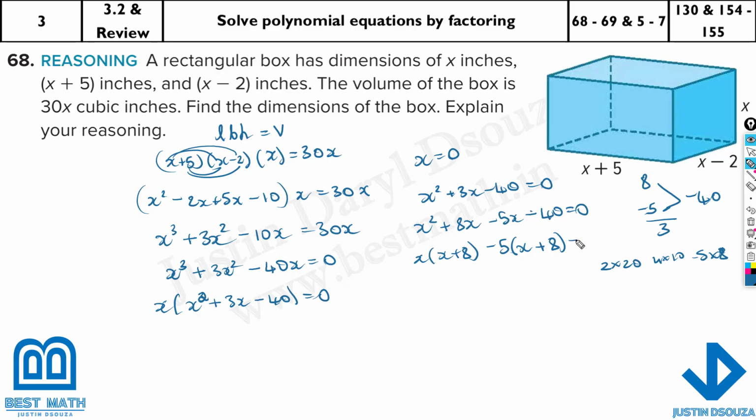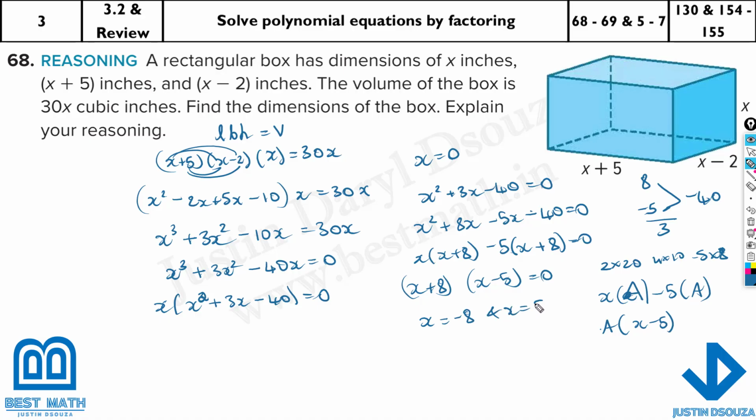And now what we are going to do, see, this is basically like x times A, let me write a capital A, minus 5 times A. Is that okay? Because x plus 8 and x plus 8 is A. So I can take this A common out, distributive property, and I'm remaining with x minus 5. If I take x plus 8 outside, that's a value, isn't it? So this is it. Here we have x is equal to minus 8 and x is equal to positive 5. These are the solutions. It's either 0, minus 8 or 5.